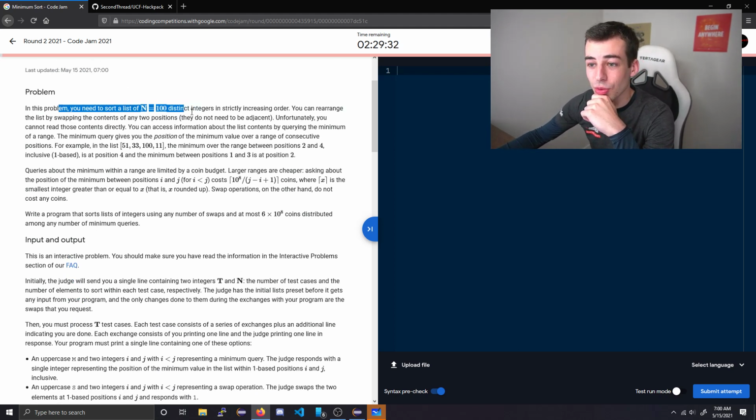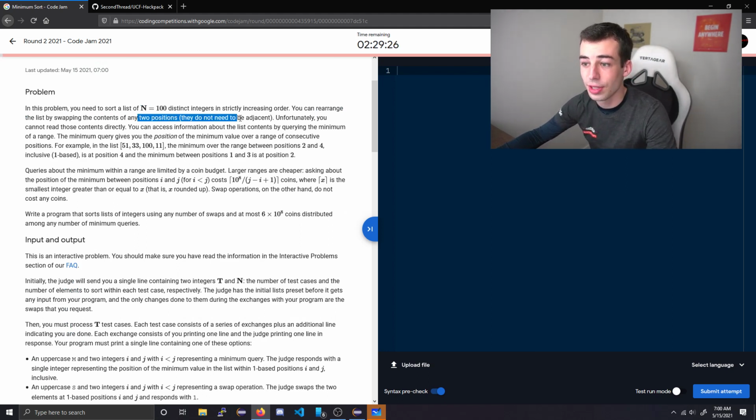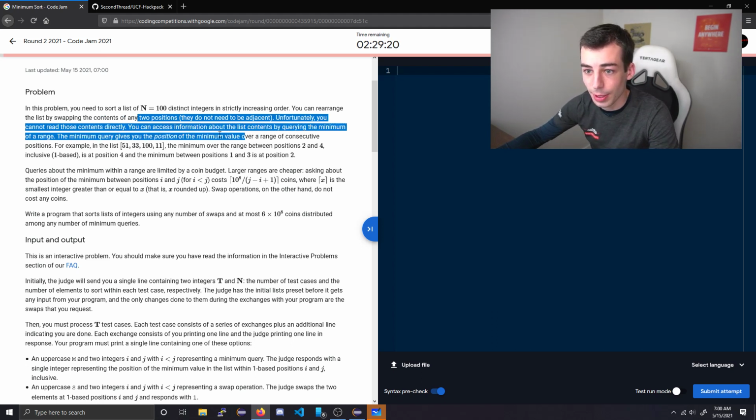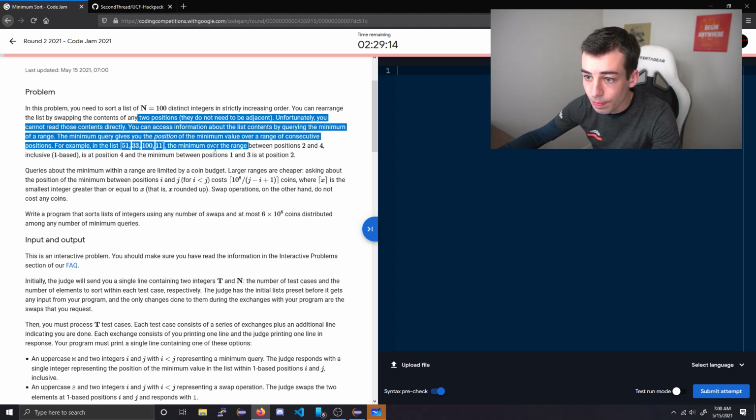In this problem, you need to sort 100 distinct integers in increasing order. You can rearrange the list by swapping the contents of any two positions. They don't need to be adjacent. Unfortunately, you cannot read these contents directly. You can access information about the list by querying the minimum of a range. It then gives you the position of the minimum value over a range of consecutive positions.